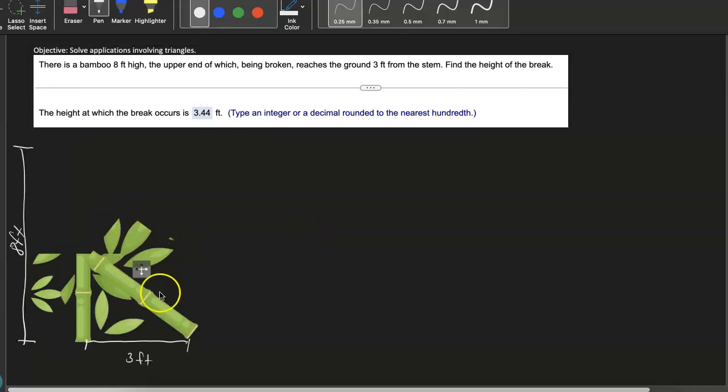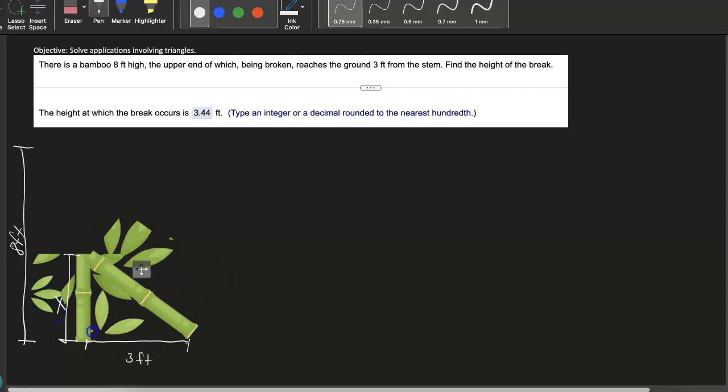So at this point, the bamboo is broken. The upper end reaches the ground 3 feet from the stem, the base of the stem. So that's that 3 feet that's being referenced in the problem setup. We're asked to now find the height of the break. So that would be this measure that we do not know. So let's label this as X.